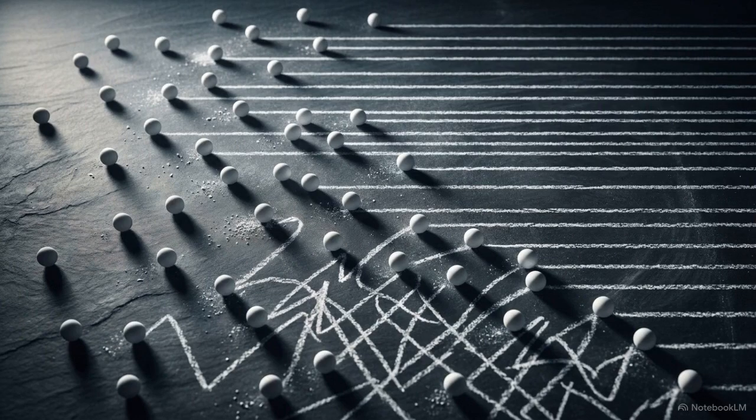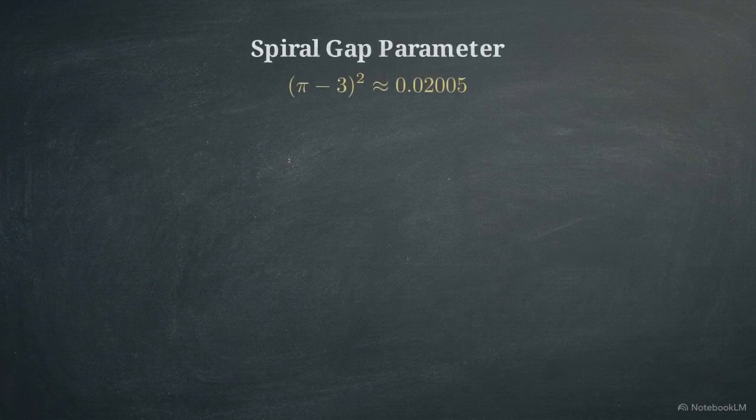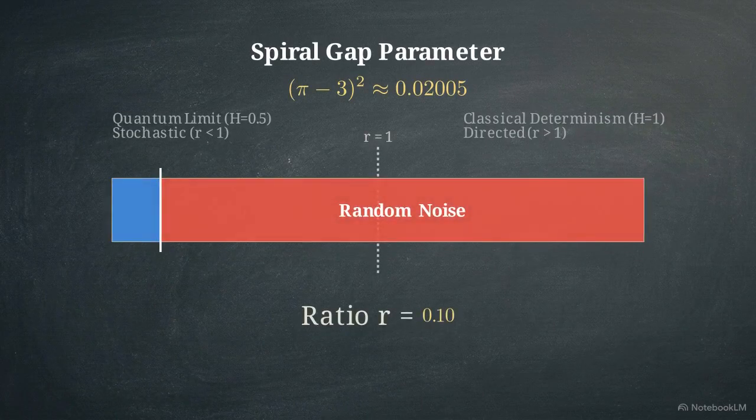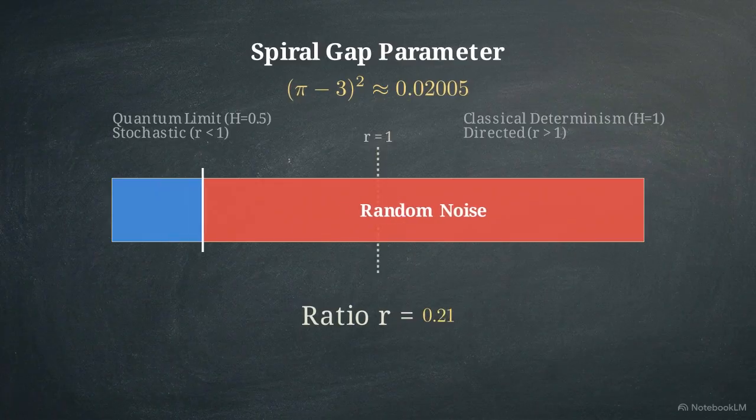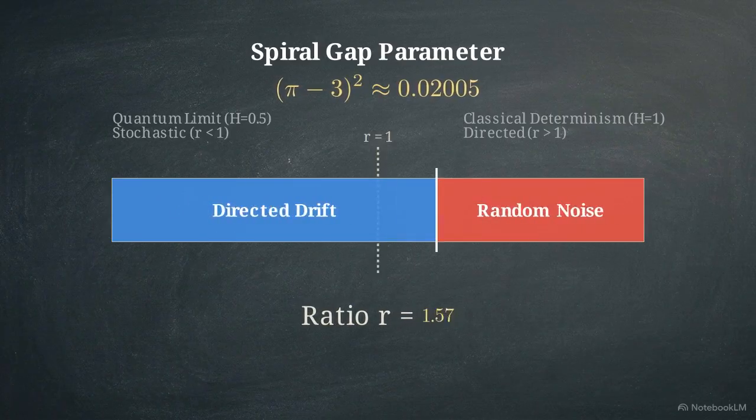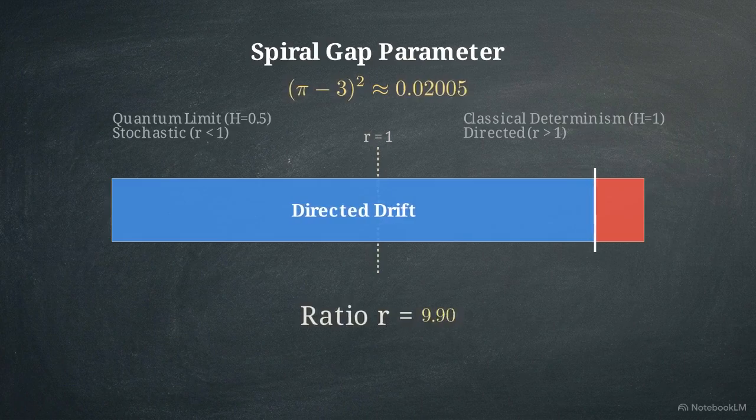As coherence rises above 0, the system begins to change. The increasing order starts to suppress the random stochastic noise. This transition is governed by the spiral gap parameter. It defines the specific mathematical ratio between directed drift and random noise as they compete for dominance.